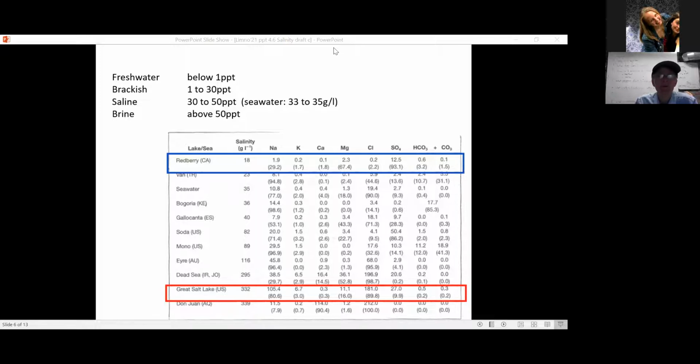would you even say this was saline? No, how would you call this lake? Redberry? What term would you use to describe Redberry? And what are the dominant ions in Redberry Lake? So what word would you use to describe it? And what are the dominant ions there?